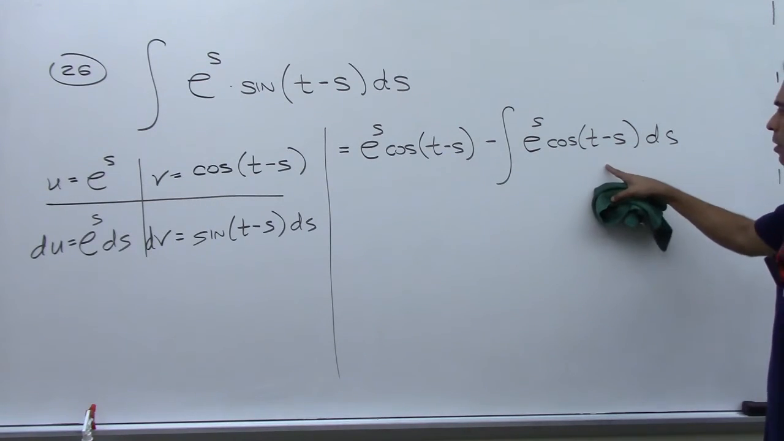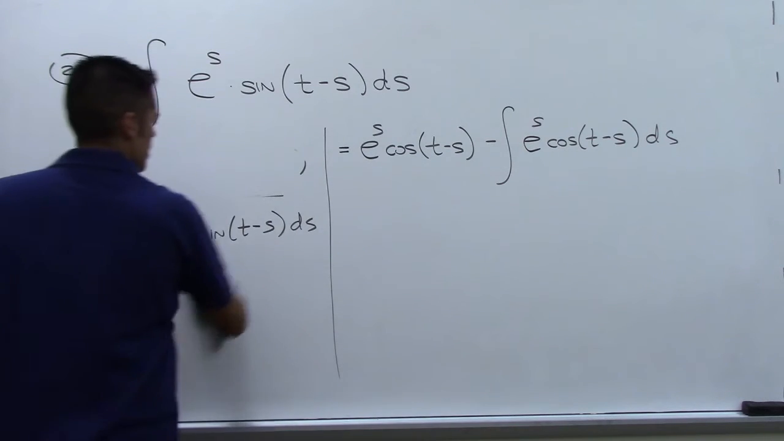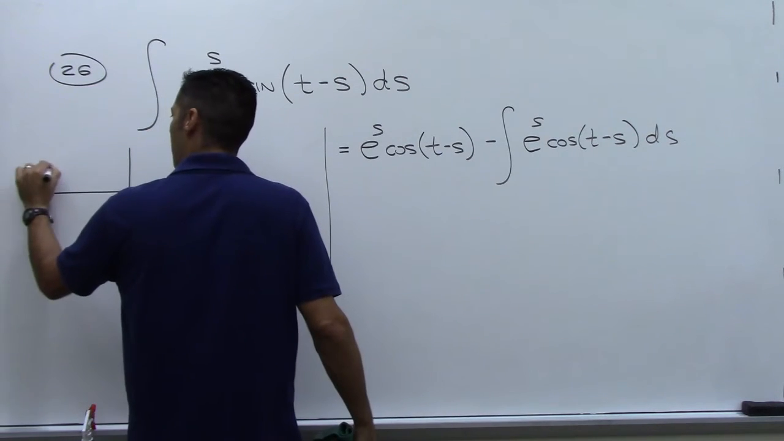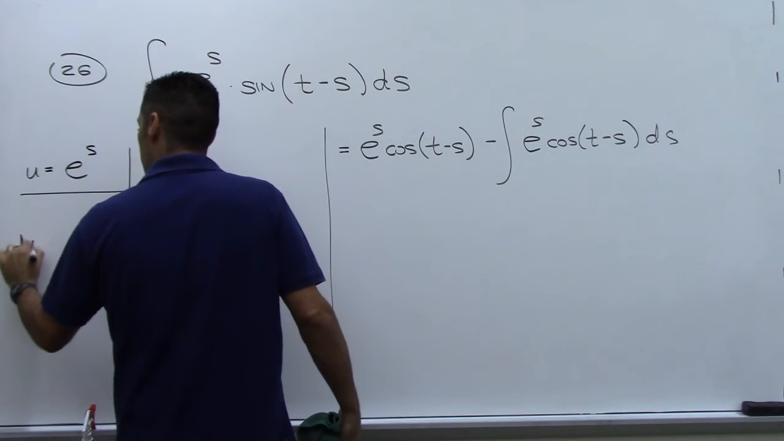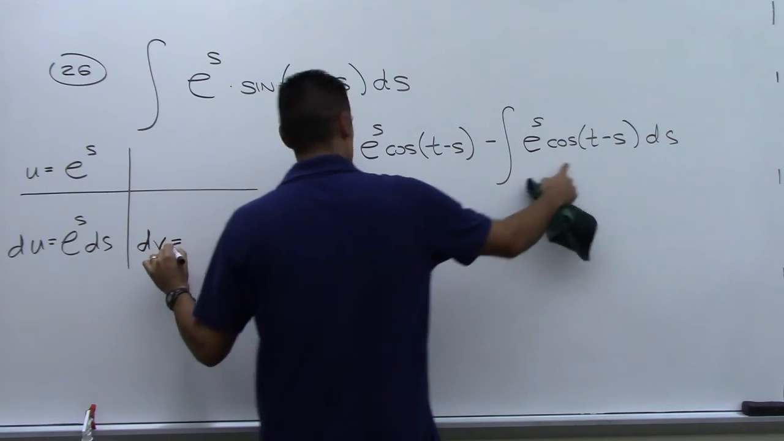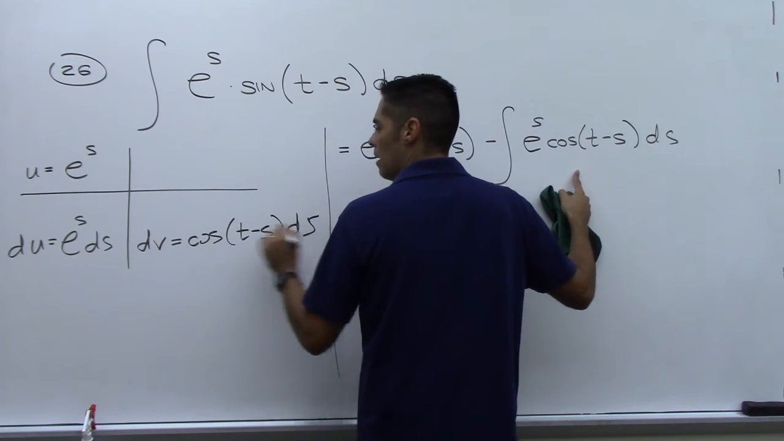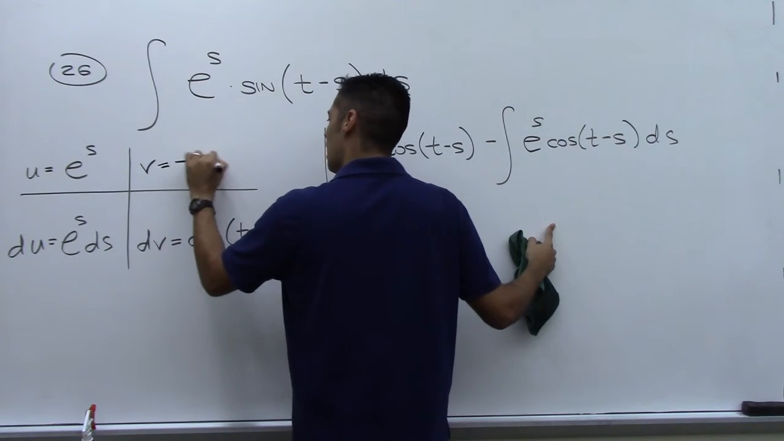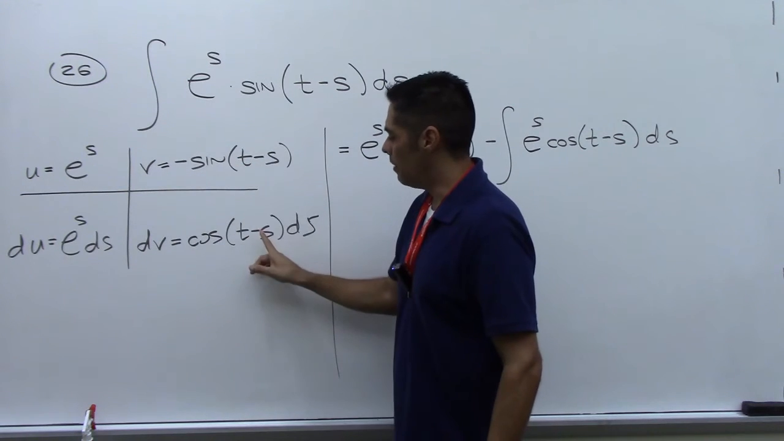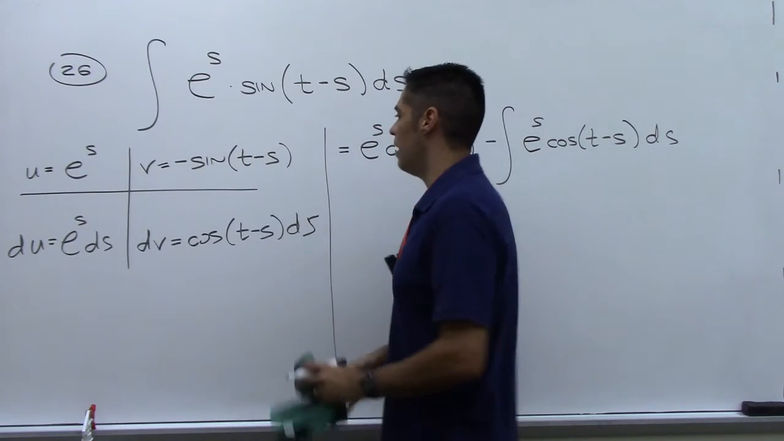And now I'm going to do integration by parts again on this piece. So I'm going to set up a new table. And I'm going to let u be equal to e to the s again. And du will be e to the s ds. dv will be the cosine of t minus s ds. And then v this time will be negative sine of t minus s, because the antiderivative of cosine is sine, but then we have to scale by the number in front of s, which is negative 1, so we had to put a 1 over negative 1 here, which is the same as negative 1.